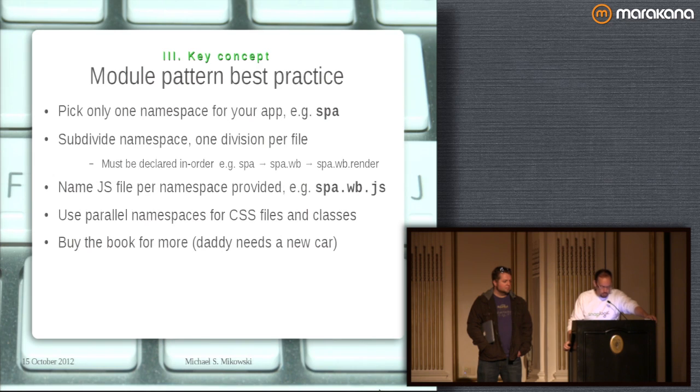Also, we recommend that you use parallel namespaces for CSS and your JavaScript files. So if you've got something called spa.shell.js, your CSS classes that are controlled by that module should be named spa-shell-blank. You fill in the blank, the prefix is not optional. Okay? Now, you're not required to do that, but it's a very handy convention because we're generating all of our HTML with our own modules, so why not name the classes after the modules that control them and use them?